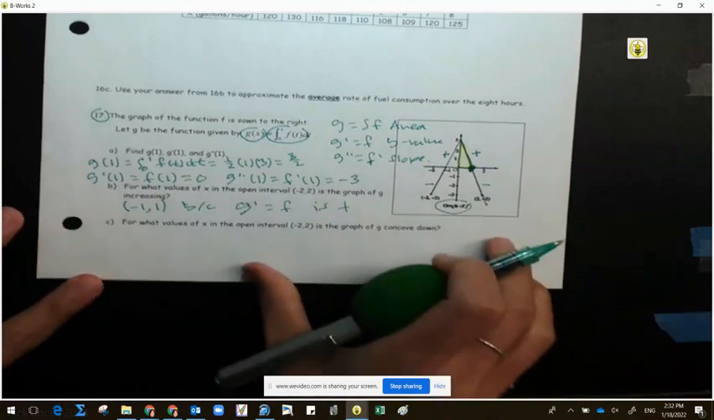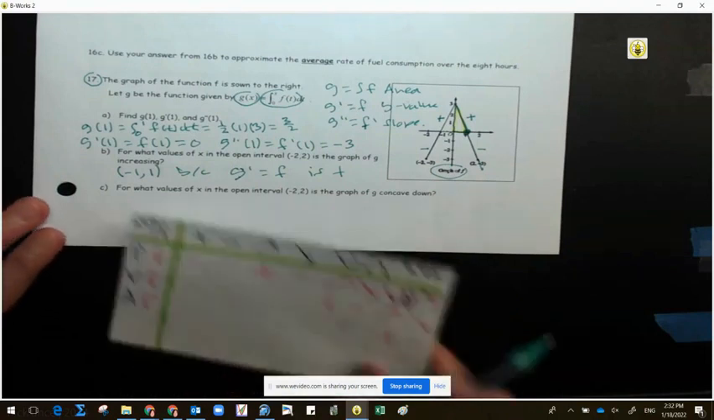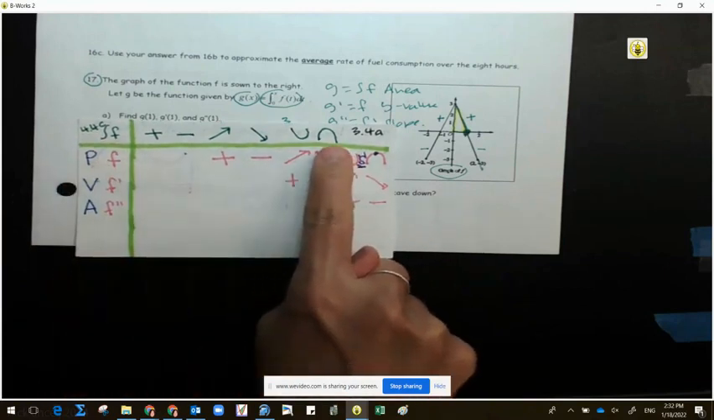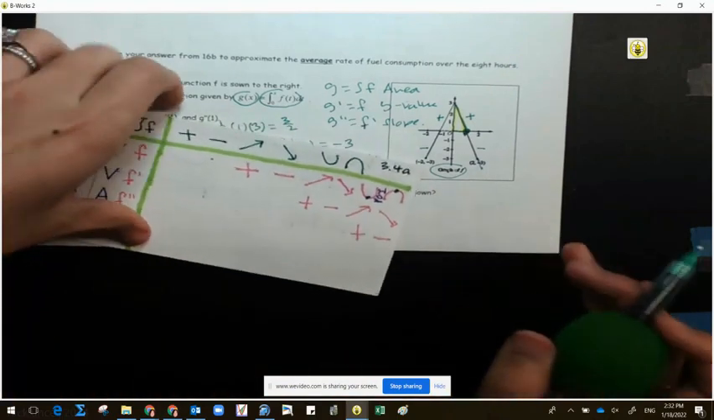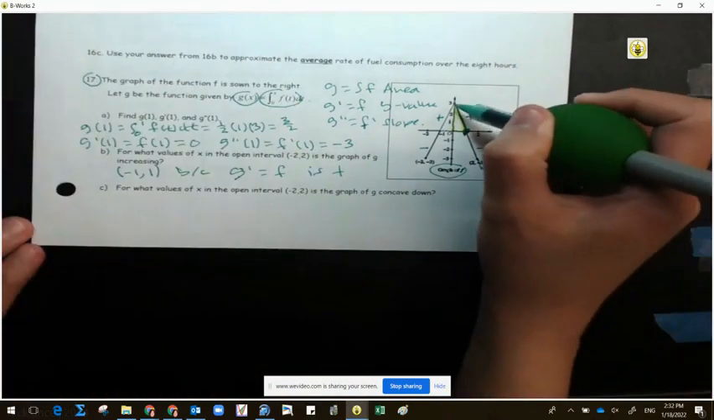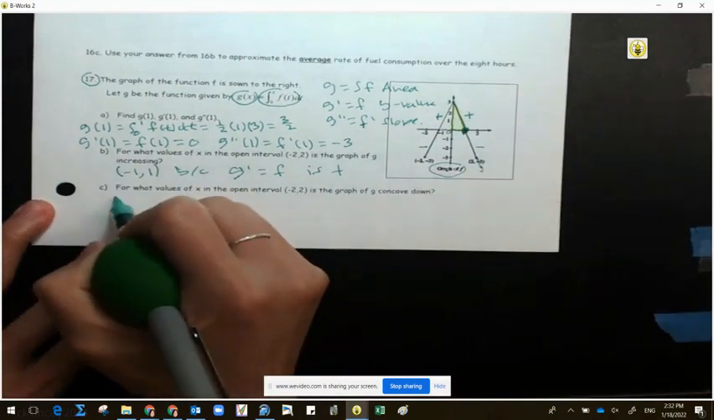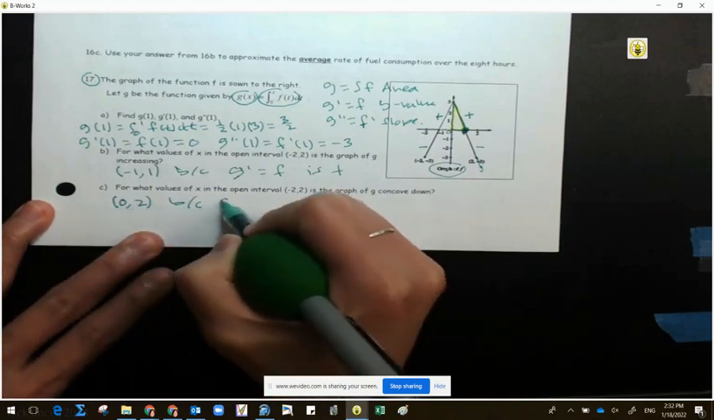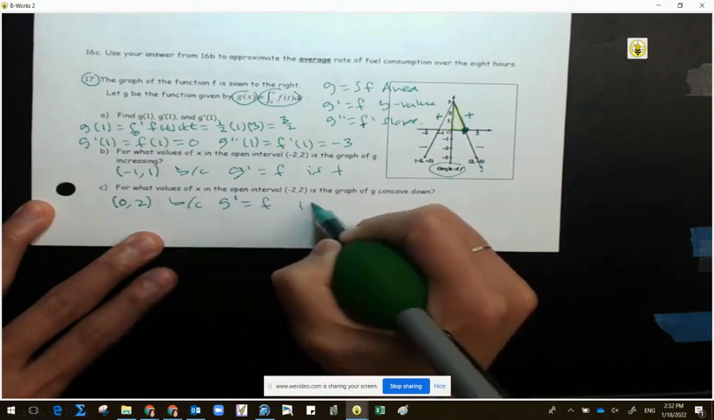And then my last piece, Maddie, let's read. For what values of x in the open interval -2 to 2 is the graph of g concave down? Okay, the graph of g is our integral of f. That's concave up, concave down. Concave down means g prime is decreasing. So we know the graph is decreasing all on this side. Is that true? So it is decreasing from what interval? 0 to 2. And that is because g prime, which is our function f, is decreasing.